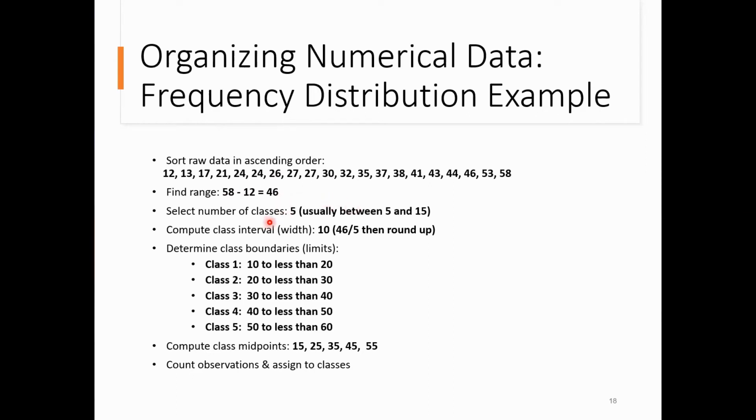Then you would say you prefer to have 5 classes. Okay, so what is the class width then, or the class interval? The range, 46, divided by the preferred number of classes, 5. That would give you about 9.2. You round it up to 10. So how do you define your classes? You have 5 classes, and your width would be 10 to 20, 20 to 30, 30 to 40. Likewise, the width is 10.